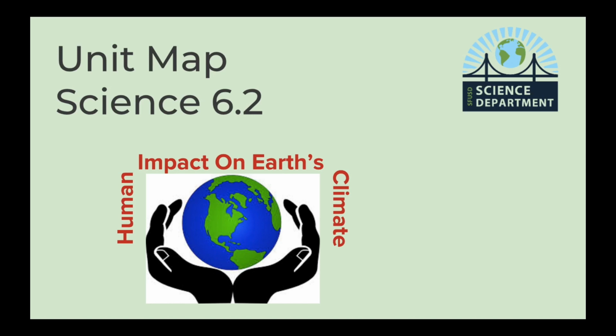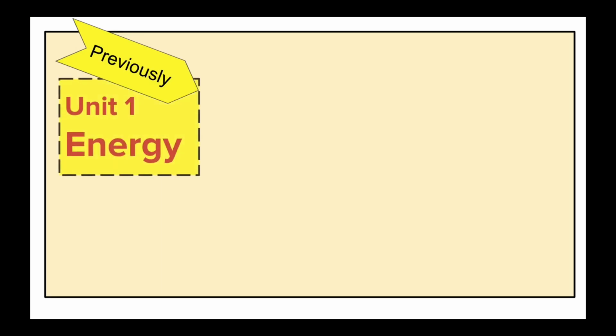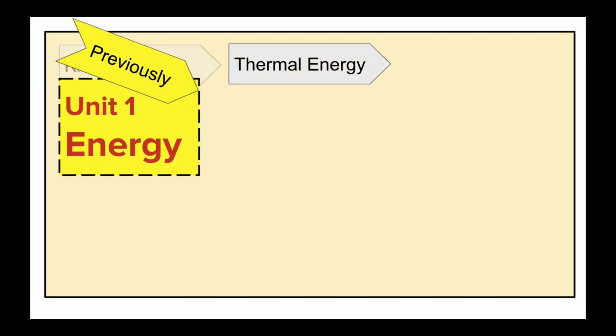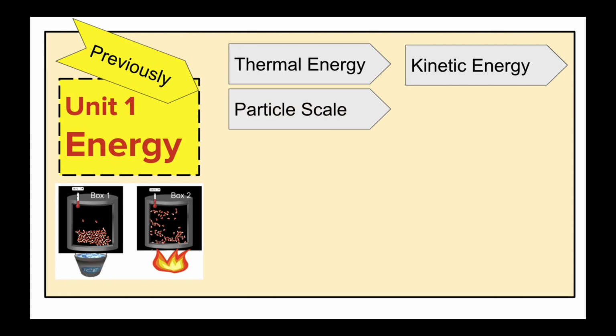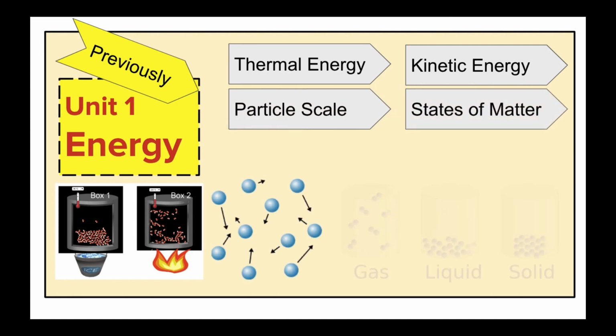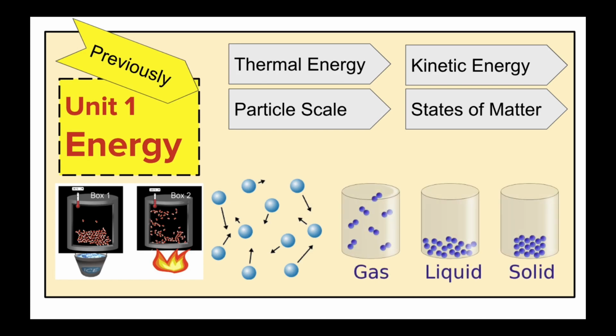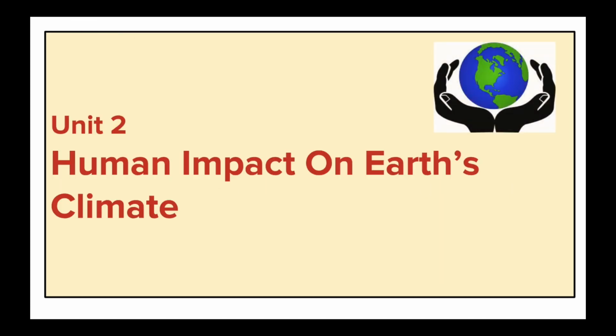Welcome to Unit 2 of Grade 6 SFUSD Next Generation Science Standards Curriculum. Your students have just completed Unit 1 and learned about thermal energy, kinetic energy, energy transfer, and were able to visualize particle movement to describe states of matter. These concepts will be their knowledge base for Unit 2, which is titled Human Impact on Earth's Climate.